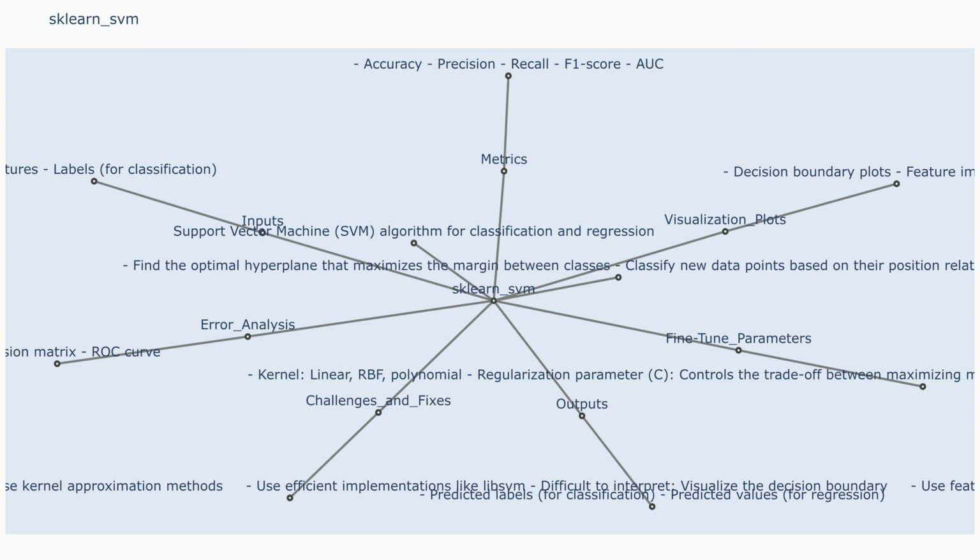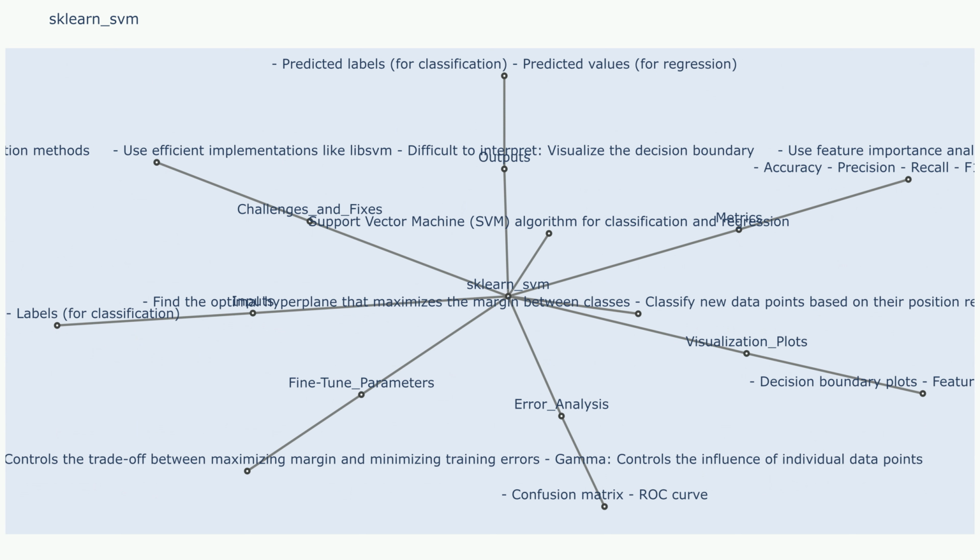Metrics. Metric 1. Explain in detail accuracy for classification. Accuracy measures the proportion of correctly classified data points. Metric 2. Explain in detail precision measures the proportion of correctly predicted positive cases out of all predicted positive cases. Metric 3. Explain in detail recall measures the proportion of correctly predicted positive cases out of all actual positive cases.